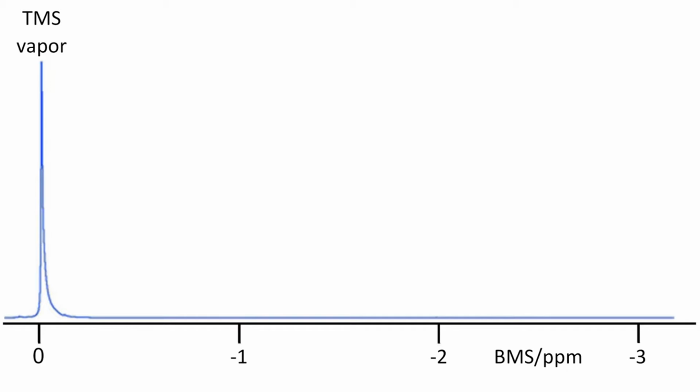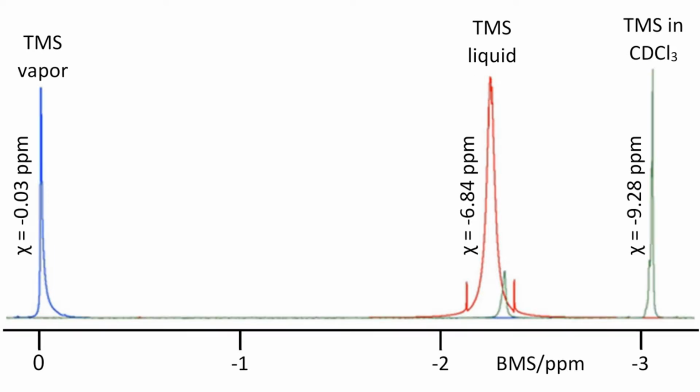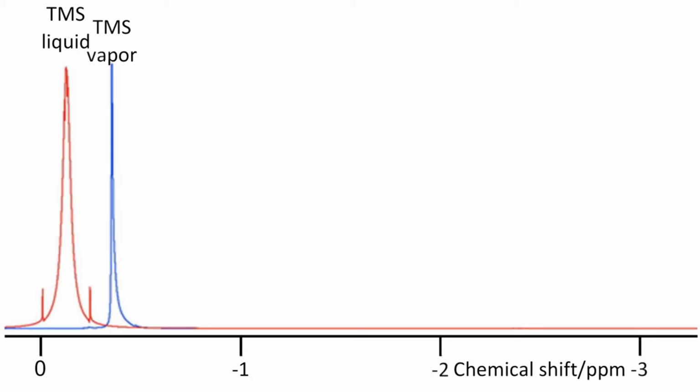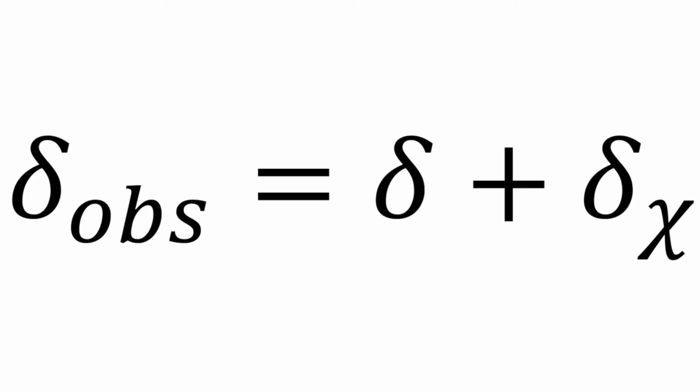The BMS of TMS vapor is minus 0.01 ppm. TMS liquid is minus 2.23 ppm, and deuterochloroform is minus 3.03 ppm. The chemical shift of TMS vapor is minus 0.36 ppm, TMS liquid minus 0.13 ppm, and TMS in deuterochloroform is 0 ppm. The BMS is added to the chemical shift to give the observed shift, delta obs, and the resonant frequency.